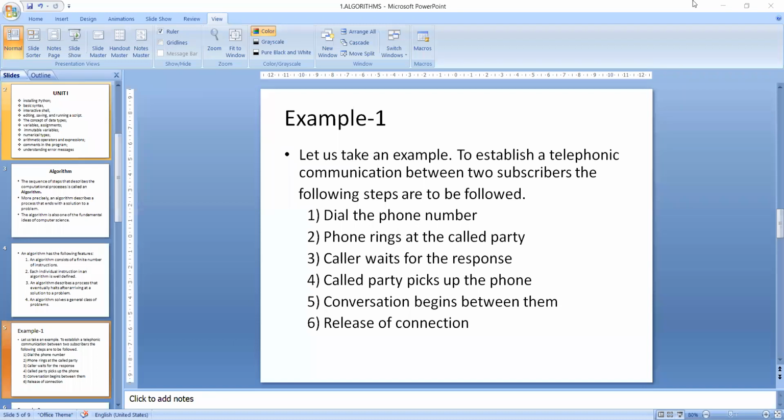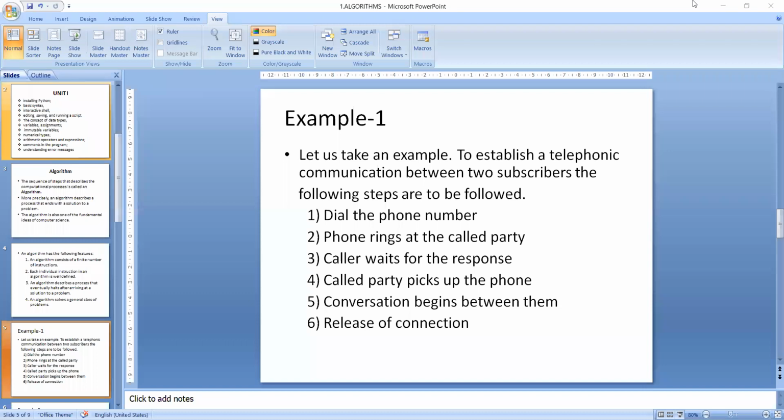So example 1. Let us take this example. To establish a telephonic communication between two subscribers, the following steps are to be followed. Nowadays all of you have mobile phones. If you want to call your friend, a communication exists between you and your friend. First of all, you have to dial the phone number.